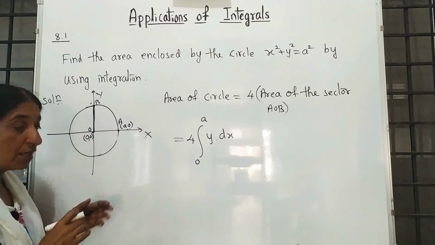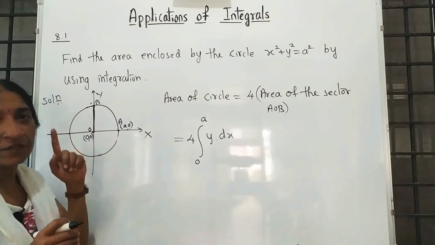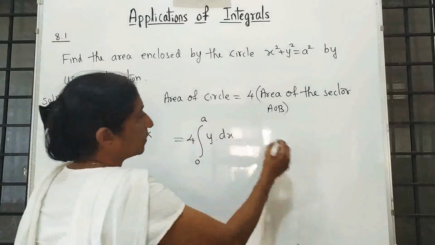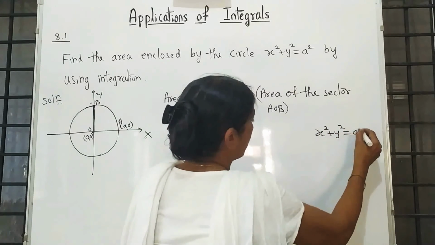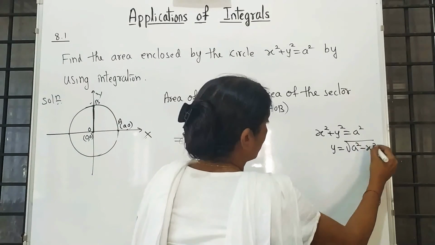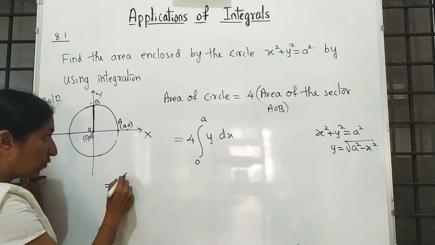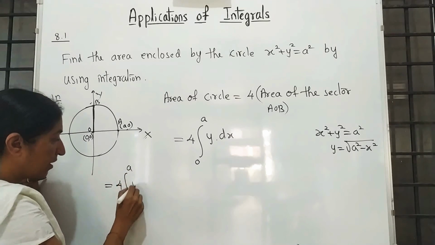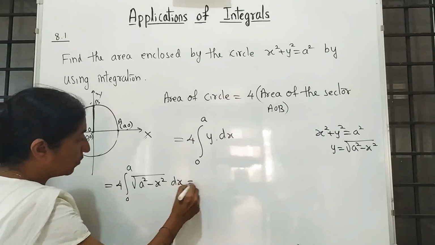I am taking the area between the curve and the x axis. So x square plus y square is equal to what? A square. Then what is y? Y is root of a square minus x square. It is 4 into the integral from 0 to a of root of a square minus x square into dx.